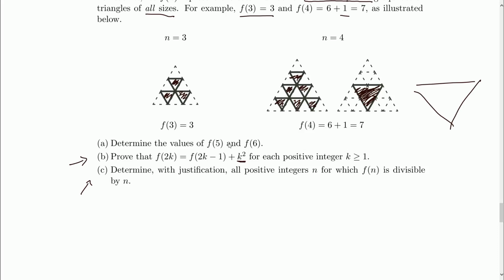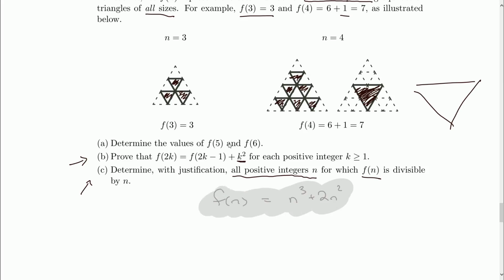Okay. C part, determine with justification all positive integers n for which f_n is divisible by n. So maybe not so much a recursive formula, but maybe if I could get some sort of closed formula for n. Maybe f_n is n cubed plus 2n squared. I have no idea what it would be. But maybe something like that.